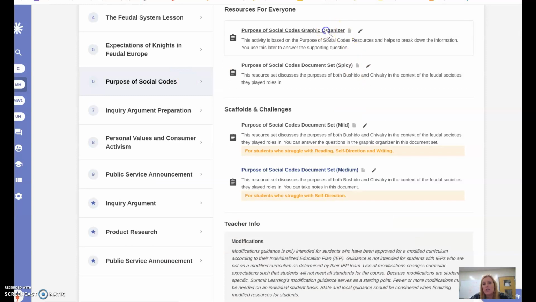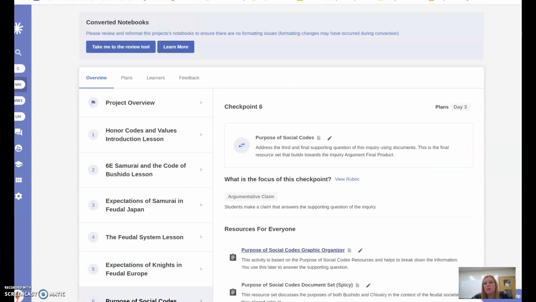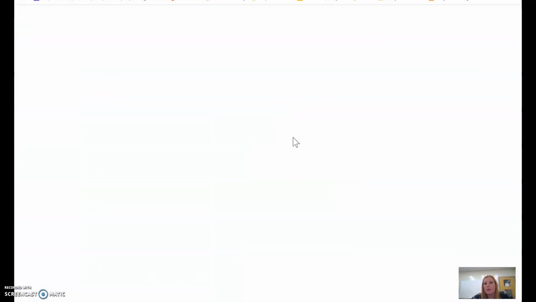And then I forgot to tell you about the graphic organizer. There's always a graphic organizer to help you. It goes along with the documents. So you could also do this as well. This just breaks it down a little more for your note taking. For resource 1, what's the purpose of Bushido? Resource 2, resource 3, etc. And then the purpose of chivalry for these. And then what are the shared purposes? So this is kind of the differences on either side, and in here, the similarities. All of that is just to help you complete this writing assignment.